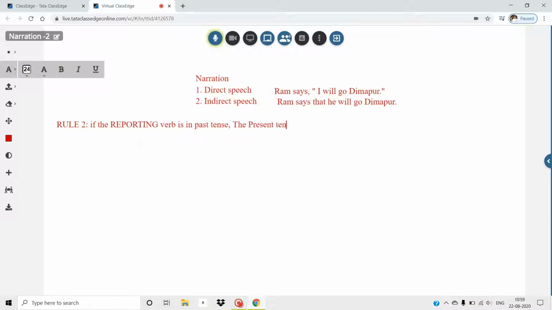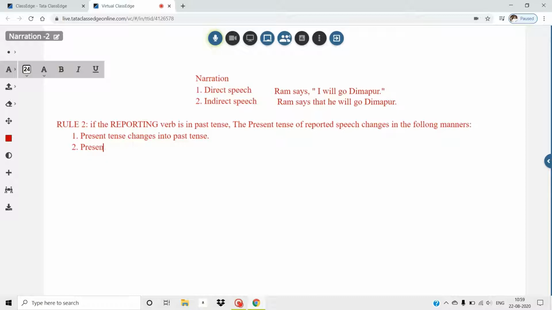The present tense of reported speech changes in the following manner. That means here I'm going to write the rules for how sentences will change if the reporting verb is in past tense. So the first rule is: present tense changes into past tense. That means simple present becomes simple past.